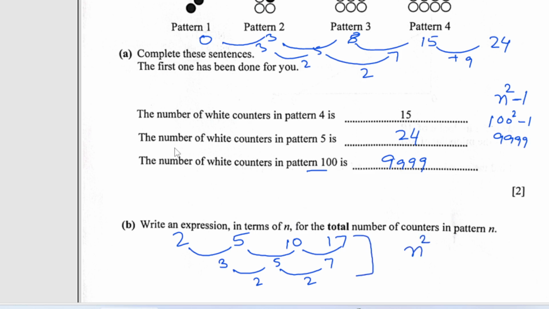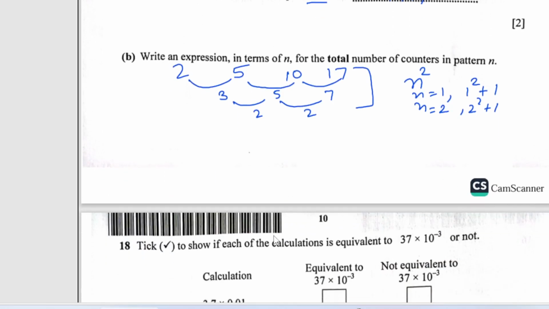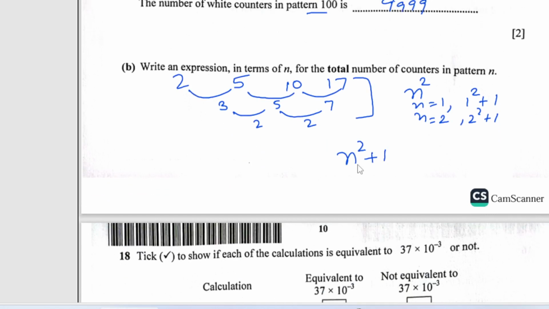Now for the first term, if n is 1, the number of counters we have is 2 here. So when n is 1, this is 1 squared, that is 1, but we need 2. So that means we are going to add 1. Now let's see, is it working for the next one? Next, n is equal to 2, that is 2 squared plus 1, that is 5. So yes, this is working. So our nth term is going to be n squared plus 1. So our final answer is n squared plus 1, right?